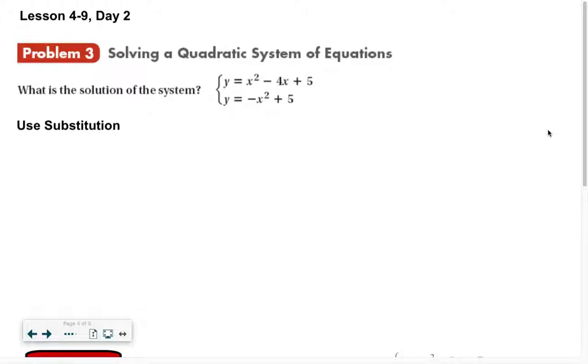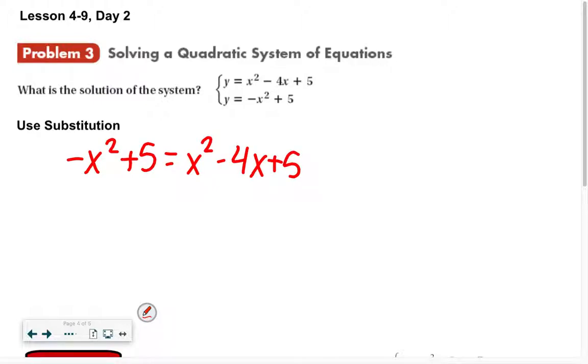Alright, so when I use substitution, what's the first thing I do? Let them equal. So this time, what's different, you'll notice, we have two quadratics, but it's the same thing. So I have negative x squared plus 5 equals x squared minus 4x plus 5.